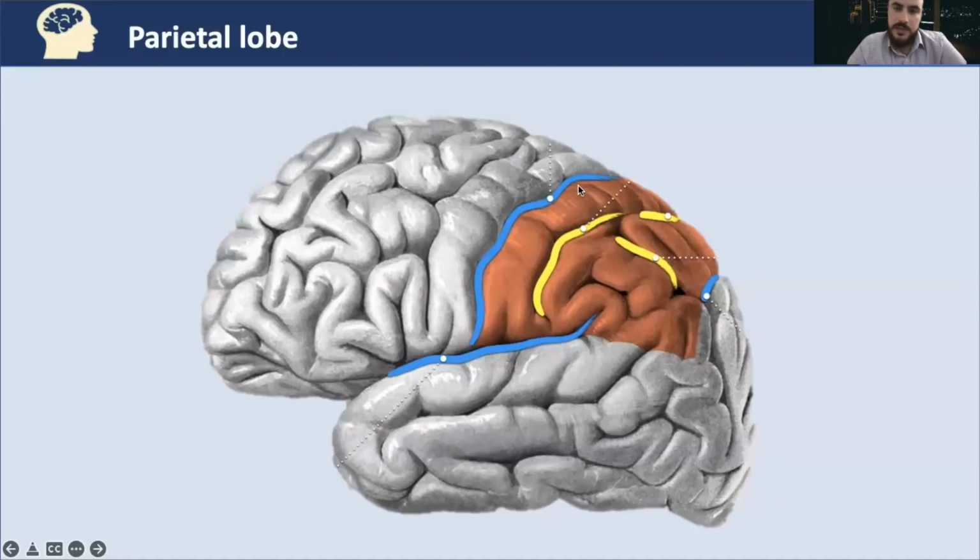And we have, postcentrally, this is the central sulcus. Behind it, we have the postcentral gyrus, and behind the gyrus, we have the postcentral sulcus. So just as for the frontal lobe we have the precentral gyrus and the precentral sulcus, we have the postcentral gyrus and the postcentral sulcus. This is the main somatosensory cortex. And we can also visualize these sulci coming from the medial side of the brain. We will talk about it in the next slides in detail.